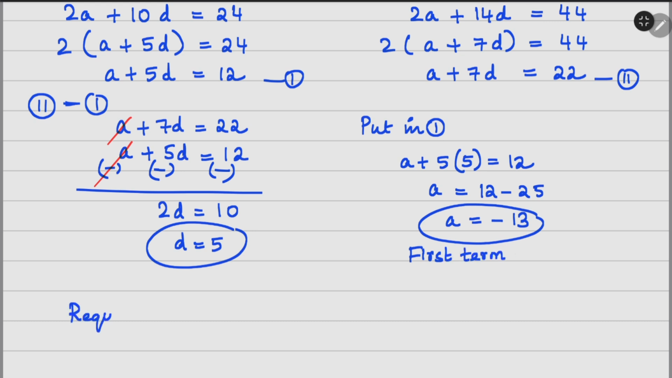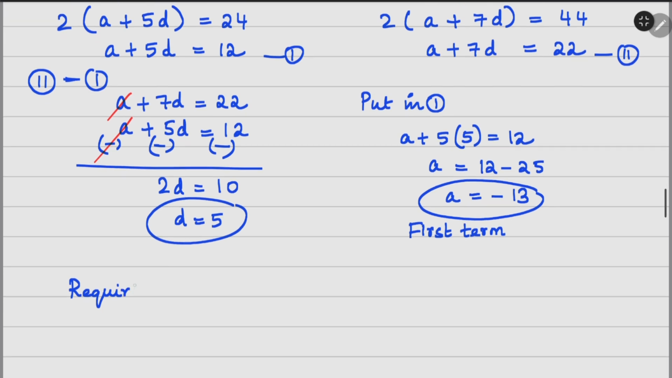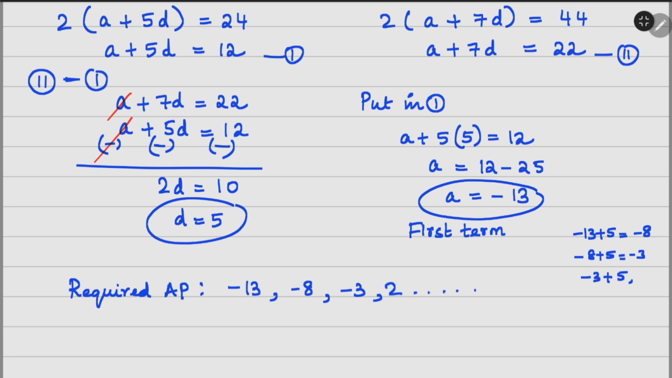So the required arithmetic progression will be the first term, that is minus 13. The second term will be minus 13 plus 5. What is minus 13 plus 5? It is minus 8. Again, minus 8 plus 5 will be minus 3. That will be your third term. Then minus 3 plus 5, which will be plus 2. Correct? And it would go on and on. So that is your required AP.